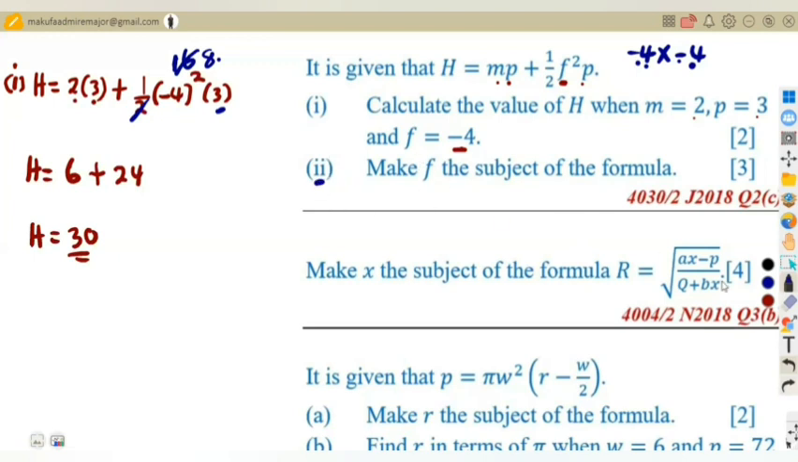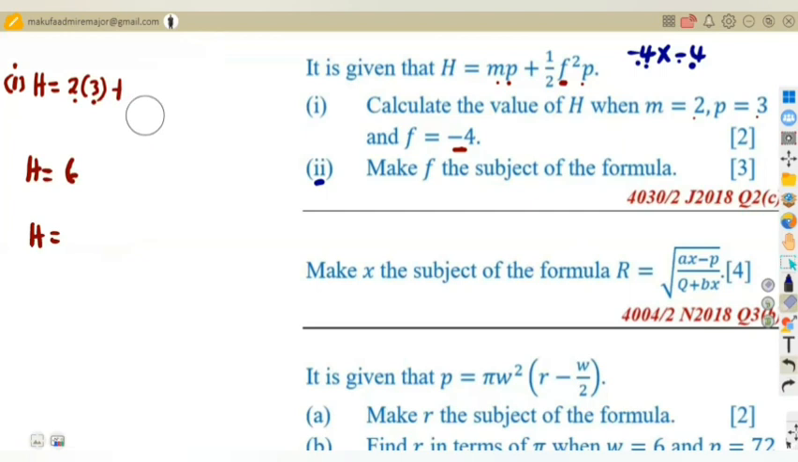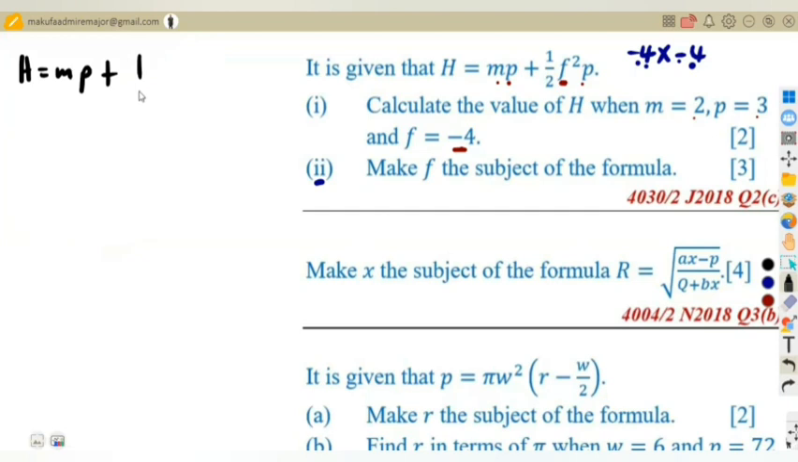Item 2: make f the subject of the formula. So now we are supposed to make f the subject of the formula. From our equation, we have h equal to mp plus half of f squared p, and you're asked to make f the subject. What can we consider? Yes, we've got a fraction, like I said previously, but the fraction is not affecting this part here, where we do not have f. So we can transpose this part to the other side of the equation so that we obtain h minus mp is equal to half of f squared p, like this.